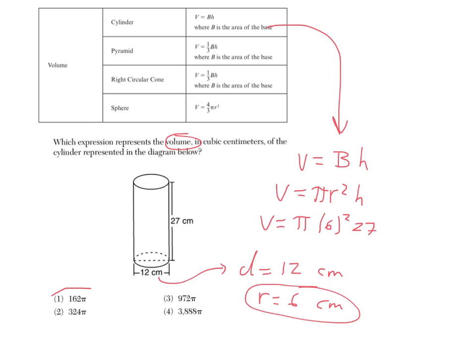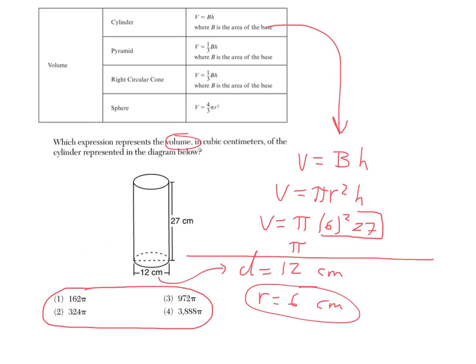All the answers have pi in them, so we're not going to use the pi button on the calculator. Instead, we're just going to leave the pi in the answer. So all that's left to do is multiply 6 squared times 27, or 36 times 27. You get 972 times pi. I got pi times 972. That is exactly the same as 972 times pi.